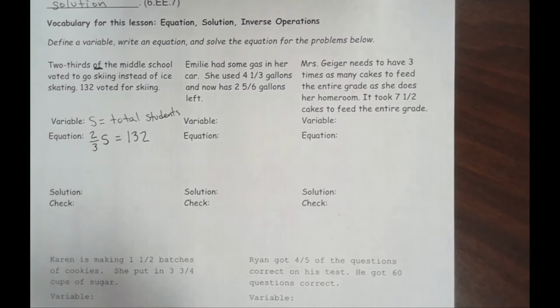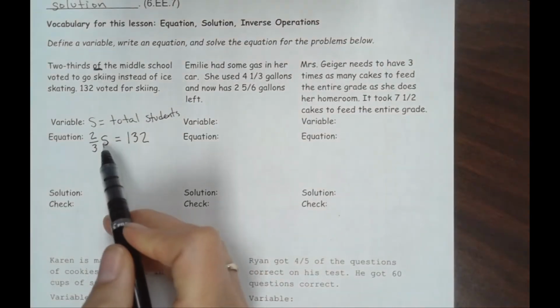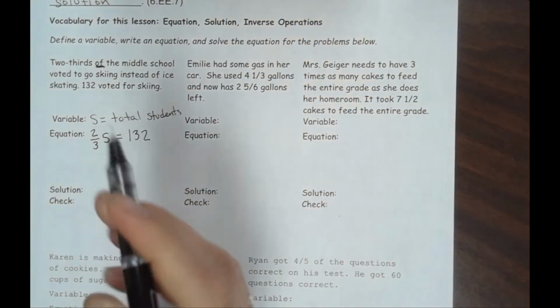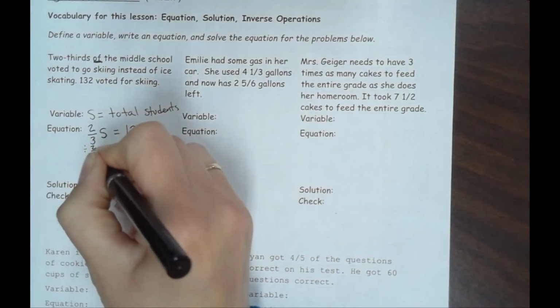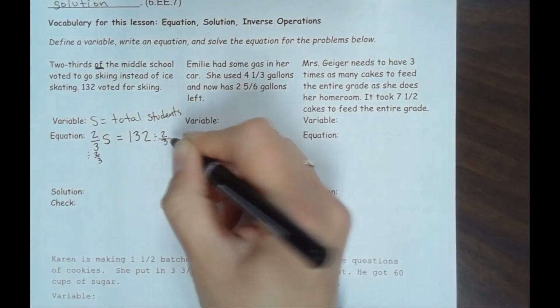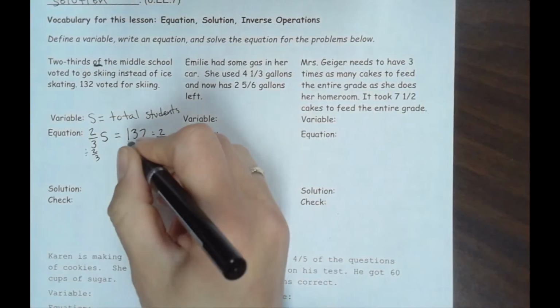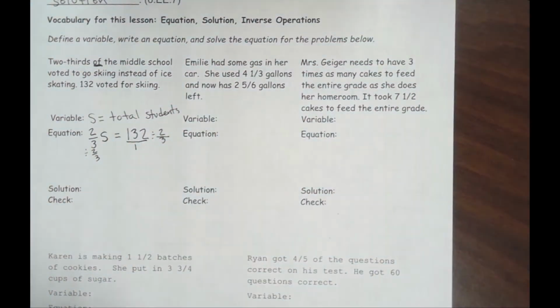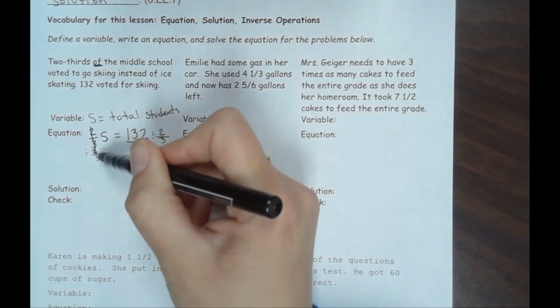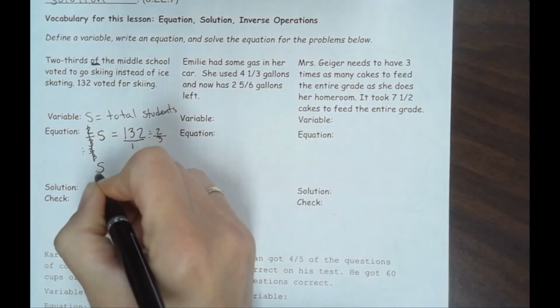So now how would I find a solution? Well, now I undo what happened. So here, 2/3 of the students is 132. So to undo multiplying by 2/3, I'm going to divide by 2/3. So if I divide by 2/3 on this side, I'm going to divide by 2/3 on this side. Now, because this is a fraction, we want to make our whole number a fraction, so I'm going to write that over 1. And we're dividing. So 2/3 divided by 2/3, anything divided by itself, is going to give me 1. The whole purpose of doing that was to get S all by itself. 1S.